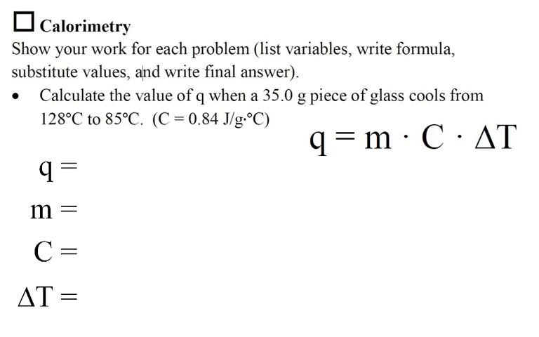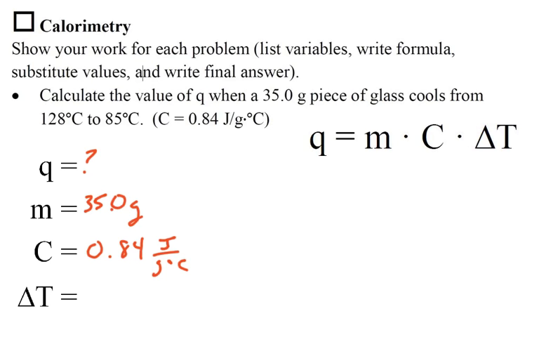Now we do get some calculations. Show your work. Calculate the value of Q, so we're looking for Q, when a 35-gram piece of glass, so 35 grams, cools from 128 to 85, and C is given as 0.84 joules per gram degree.